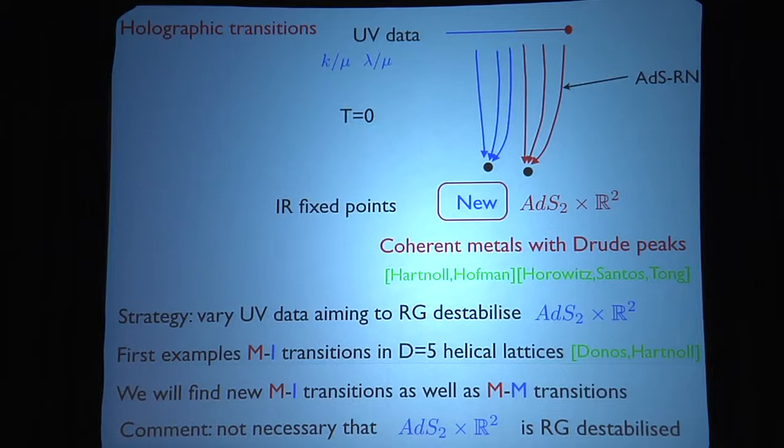The first examples of this were in the context of helical lattices, which were introduced by these guys, and they realized a metal to insulator transition. And in the context of these Q lattices, we'll realize metal to insulator as well as metal to novel metal transitions. Now, it's not necessary that this becomes RG unstable, but it's certainly a simple way in which you can realize this transition. There's been very little work on this, but I think it's a nice way to think about finding new ground states in holography. You take your lattice and you crank it up and you see what it does.